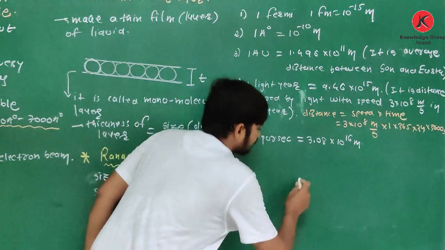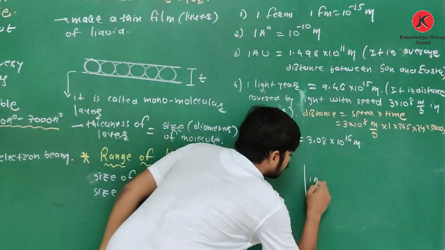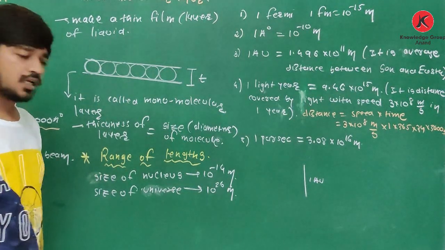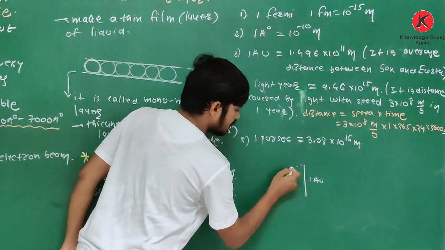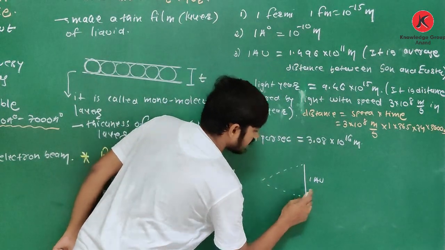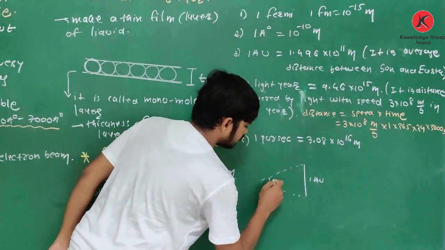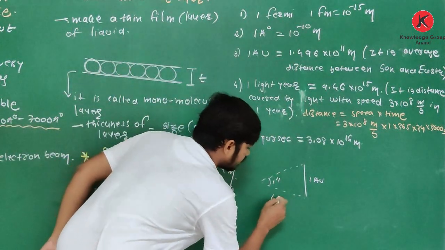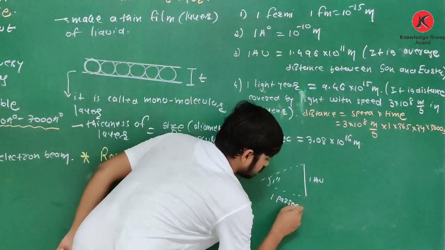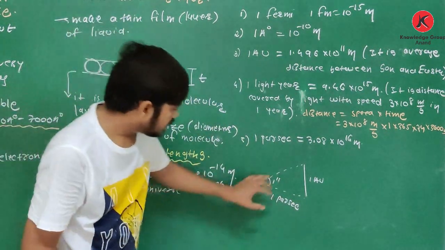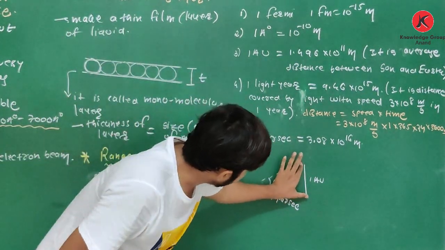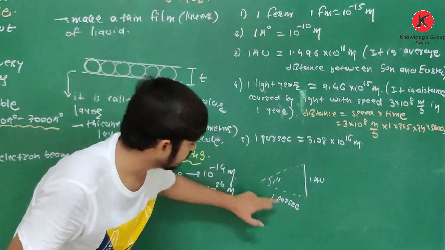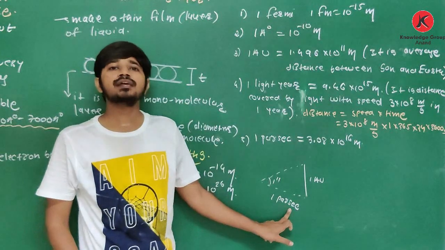See, 1 parsec is, if it is 1 astronomical unit distance, then the distance where this 1 astronomical unit subtends 1 second angle is called 1 parsec. Again, this 1 astronomical unit subtends 1 second angle at some distance. That distance is called 1 parsec.